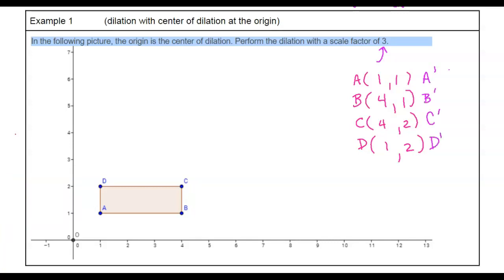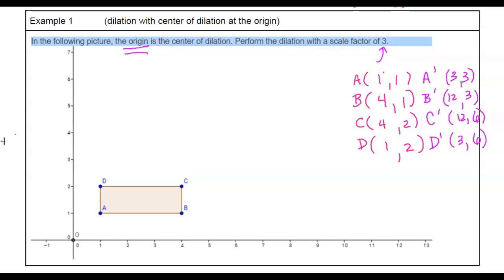prime, and D prime. And I'm really going to triple all of these ordered pairs. And that actually does the dilation from the origin, okay? So notice I'm only going to be able to triple it when we're working with the origin. So that's the first thing you need to understand. So if I triple 1 and triple 3, then I'm going to triple 4 and triple 1, triple 4, triple 2, and then triple 1 and triple 2.